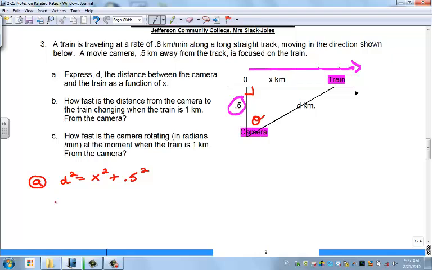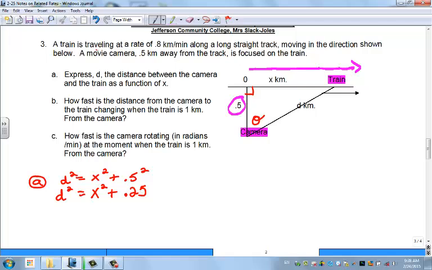You can solve that for D, or you can leave it like this. It's actually going to be easier to take the derivative of this if we leave it in this form. We don't want to have to deal with a radical. We'll just do an implicit derivative. So I'm going to leave this as D squared equals X squared plus 0.25, and that will make life much, much easier. So now the next thing we're going to do is look at our information.